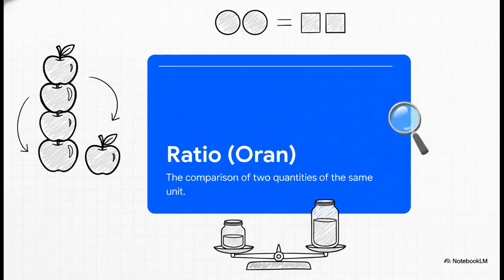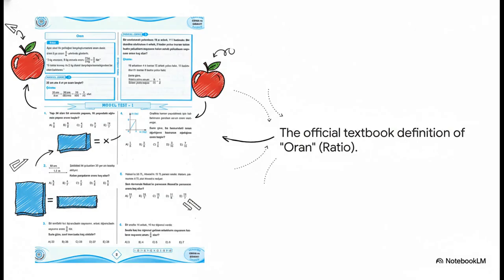A ratio is just a way of comparing two numbers. That's it. It's that simple. It tells you how much of one thing you have compared to another thing. And this right here shows us the formal textbook definition. It defines oran, which is Turkish for ratio, as a comparison of two quantities of the same kind. You know, like comparing the weight of two apples or the length of two different ropes.